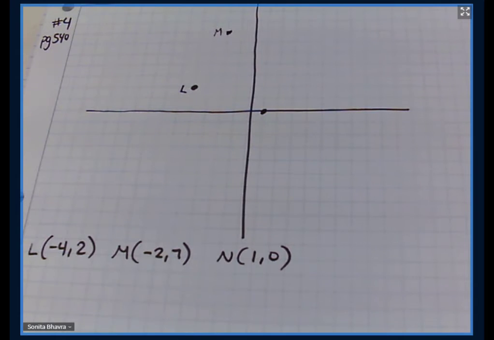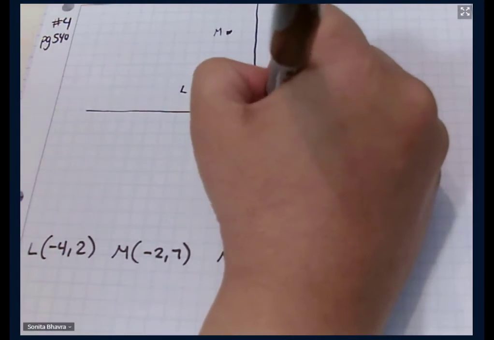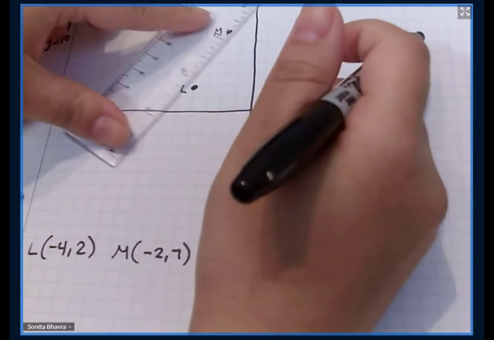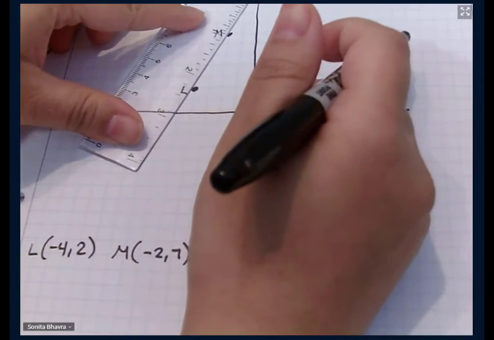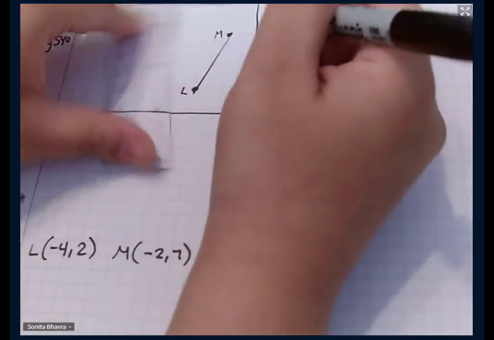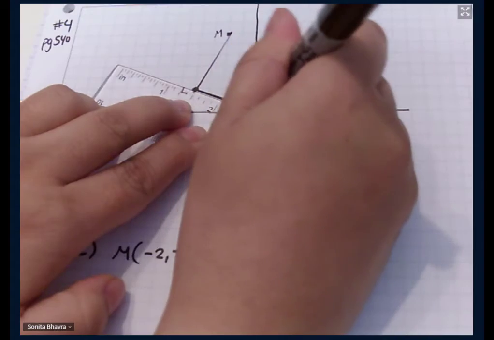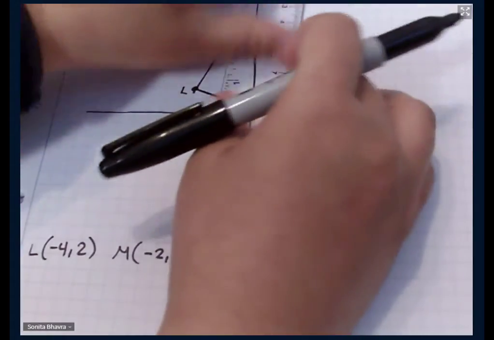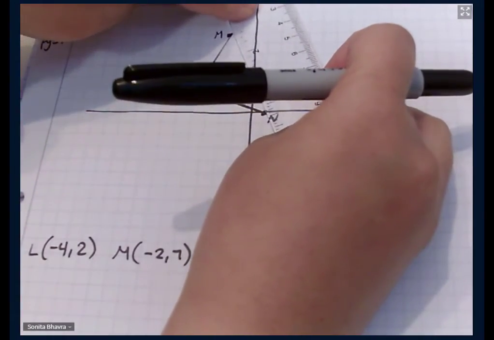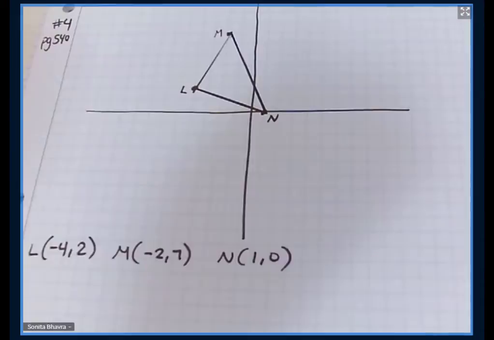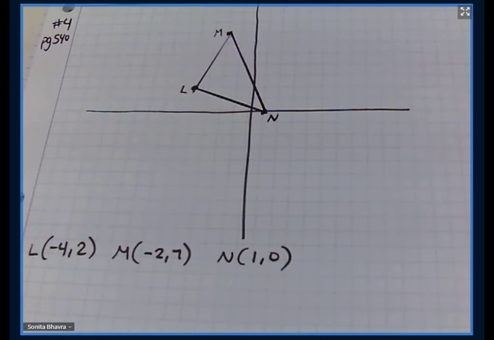So that is the plots. Next, I'm just going to connect these because it did tell us that it's a triangle. So I'm just going to connect them with a ruler. All right, there's our triangle. Okay, so I've plotted the points.